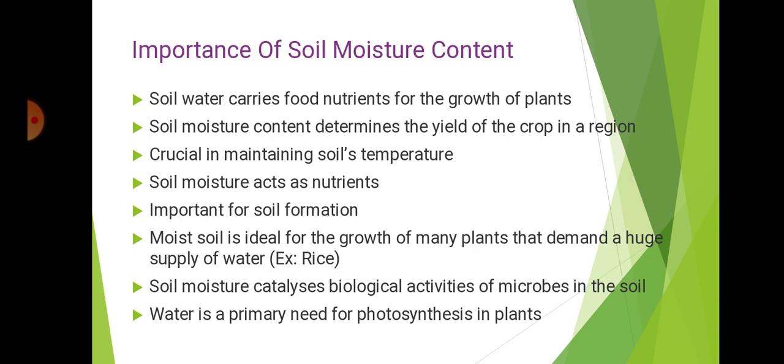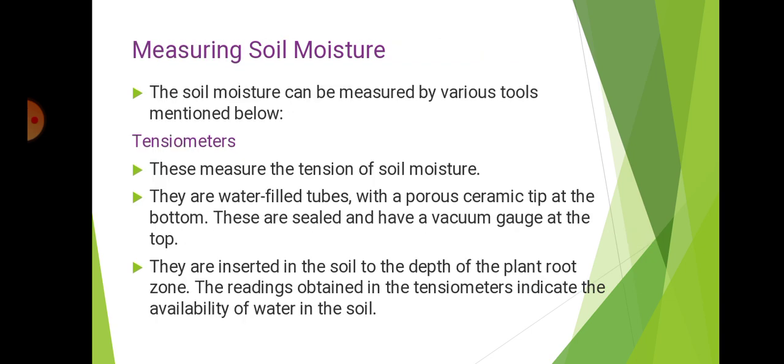And moist soil is ideal for the growth of many plants that demand a huge supply of water, for example, rice. Soil moisture catalyzes biological activation of microbes in the soil. Water is the primary need for photosynthesis in plants. And if you see the measuring of soil moisture, the soil moisture can be measured by various tools mentioned below.